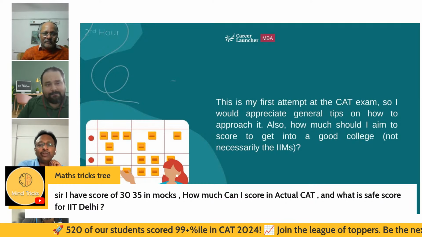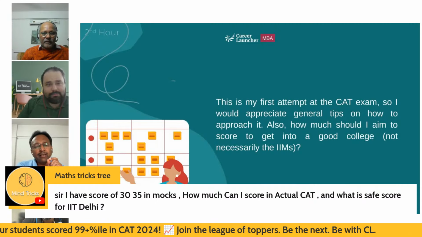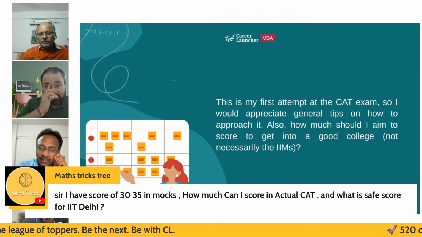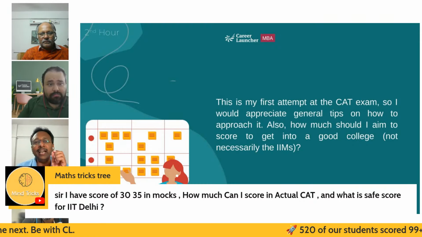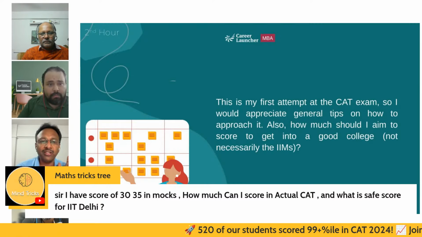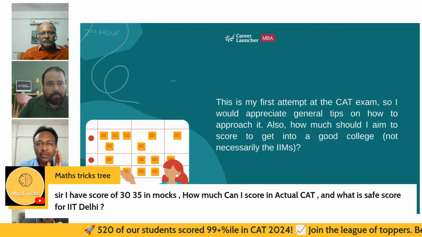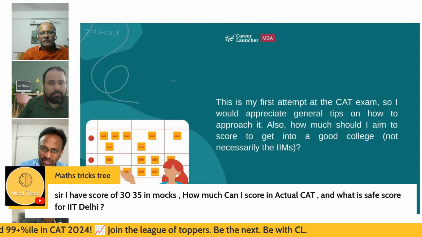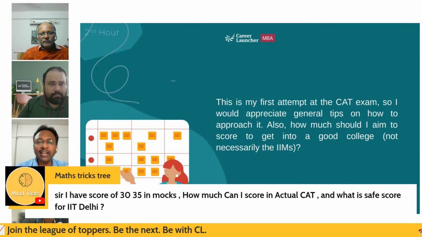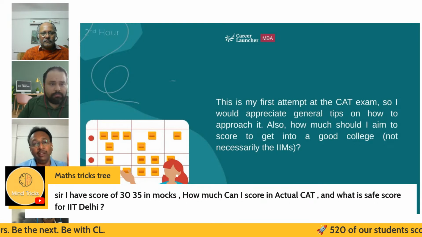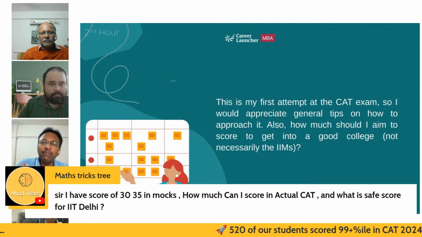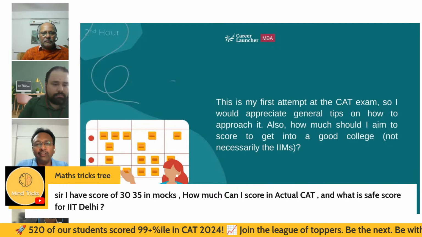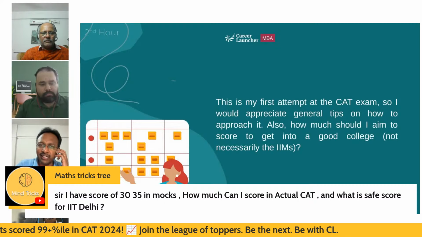One thing I'll tell you: somebody who's getting 30, 35 in the mocks, which means about 10 or 12 net correct, I suspect this gentleman or lady is attempting far too few questions in all three sections. So you're playing an extremely conservative game, unless you are making too many mistakes. If my assumption is correct, maybe you are attempting only 20, 25 questions in the entire paper, getting about 14, 15 correct and 10 wrong, and therefore ending up at 30, 35 marks.